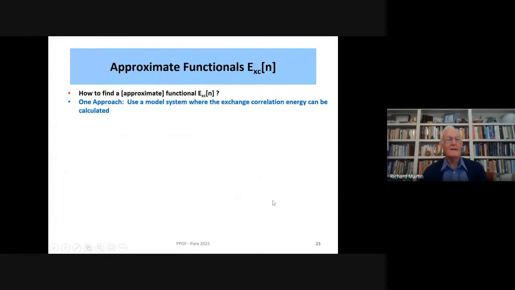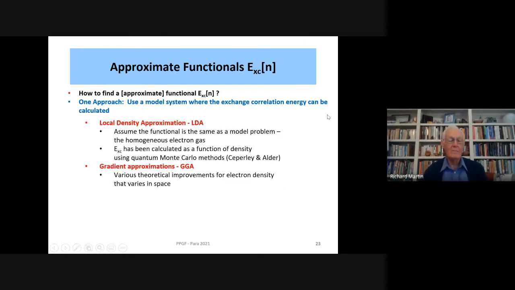So what I'd like to do, instead of going through details of which functional is which and how well they work, is give you an idea of how it can possibly work. From the very start, the proposal by Kohn and Sham was the local density approximation, which is an example of using a model system. We use many-body results on some model system, and then we apply it to the actual system we want to deal with. Already in 1964 and 65, they had the idea that we could use this model problem and treat the exchange correlation as a functional of the density.